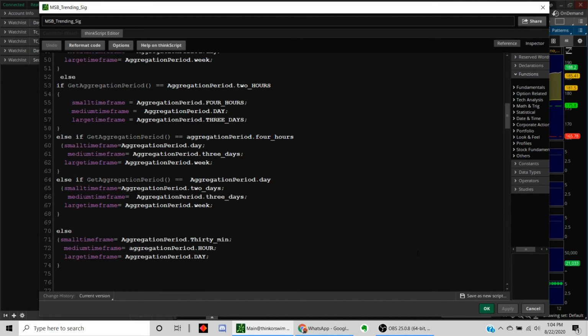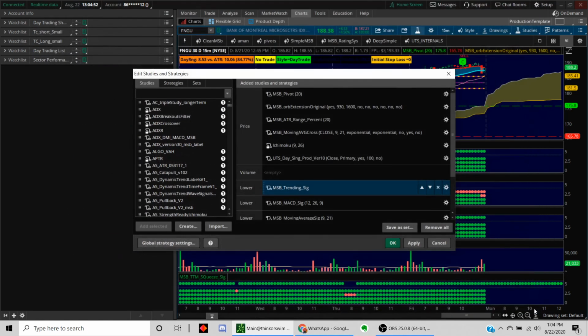Because you will not get a signal on a weekly chart if you put it on a weekly chart, because it's not possible to compute time frames beyond the week, right? So day is the maximum, but when you're trading on the day, you're anyway getting a confirmation up to the week, so you're in a good situation.